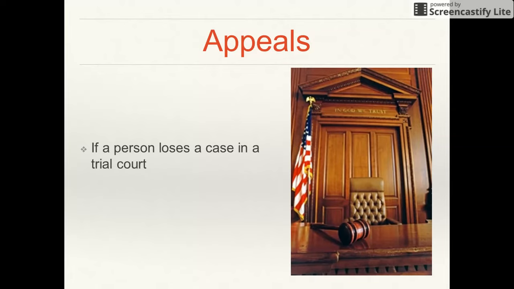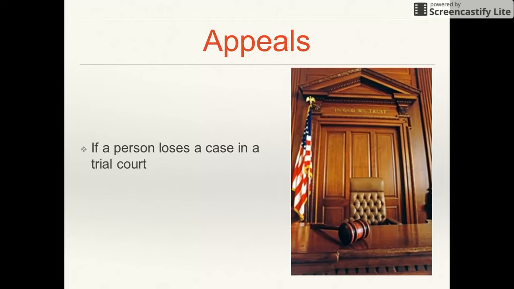So if you lose a case at a local court level, you could appeal that court case to a higher court level. So let's say Swiper is found guilty of stealing in Marshfield. He may be found guilty here, and then he appeals, and maybe at the state level, they find him innocent. It's a chance to basically have someone else look at your case at a higher level.